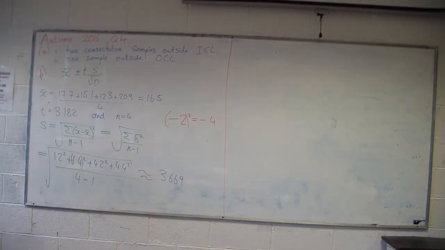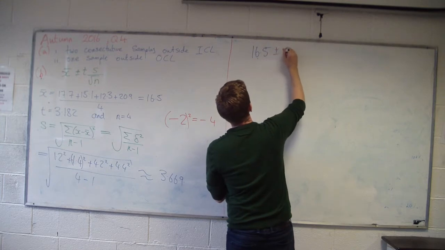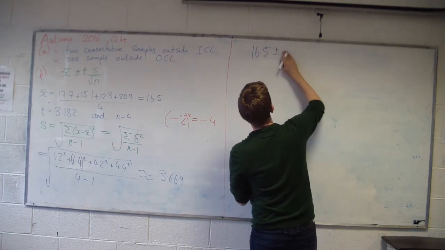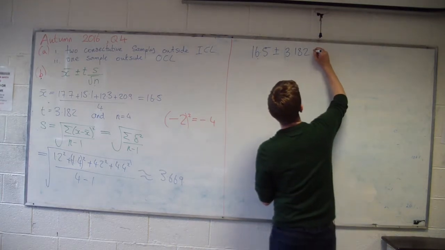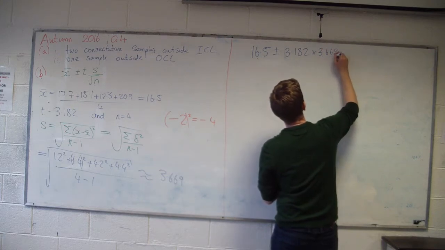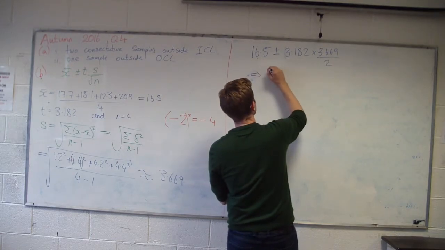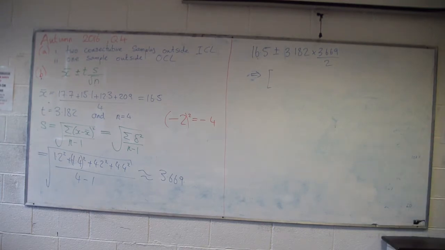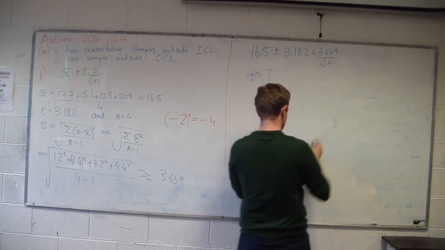Okay, so we have all the numbers, so we just bang into this. So we have x bar, 16.5, plus or minus 3.182, S, 3.669, all over 2. So I'll get two numbers, a small one and a big one. Sorry, I should have written square root of 4 here, which is 2.